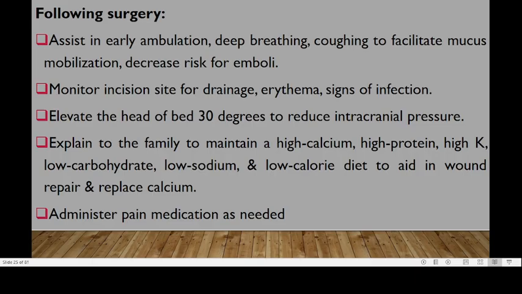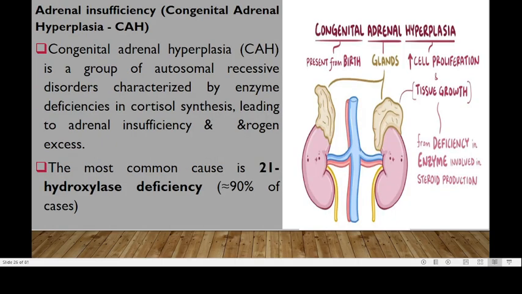Explain to the family to maintain a high calcium, high protein, high potassium, low carbohydrate, low sodium, low calorie diet to aid in wound healing and replace calcium. Administer pain medication as needed.